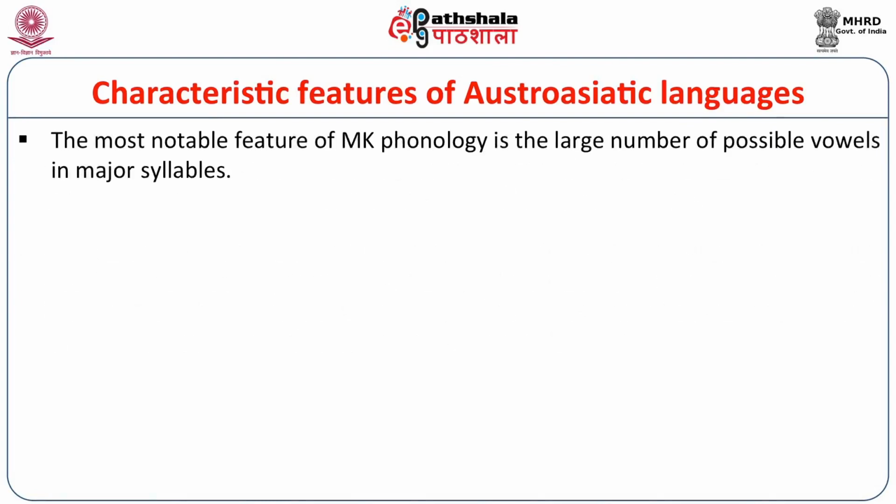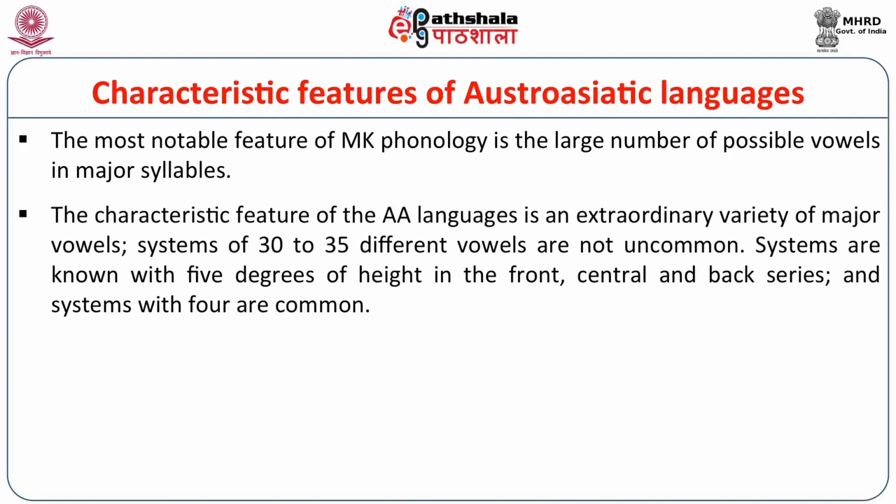The most notable feature of Mon-Khmer phonology is the large number of possible vowels in major syllables. The characteristic feature of the Austroasiatic languages is an extraordinary variety of major syllables. Systems of 30 to 35 different vowels are not uncommon. Systems are known with 5 degrees of height in the front, central, and back series, and systems with 4 are common.